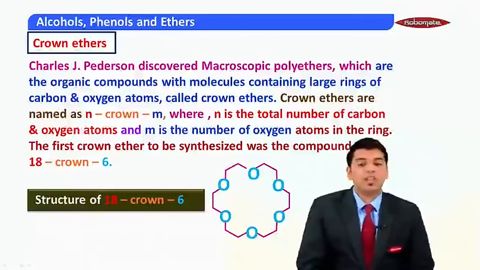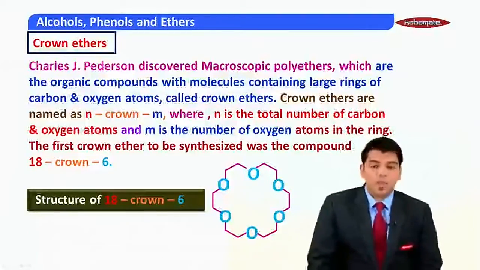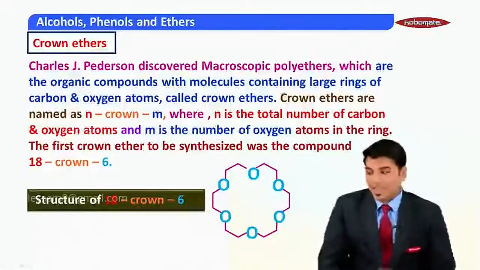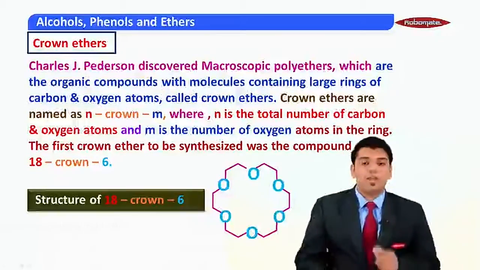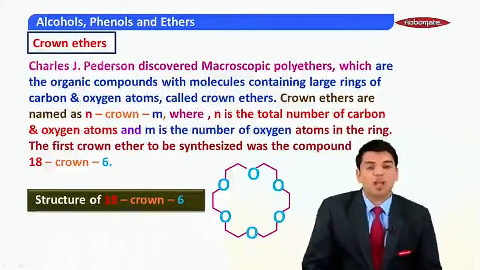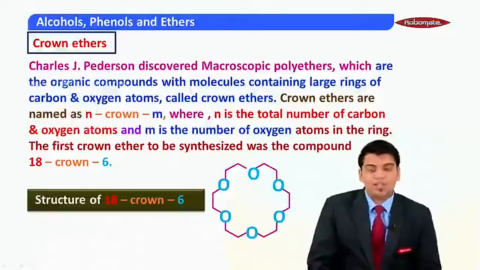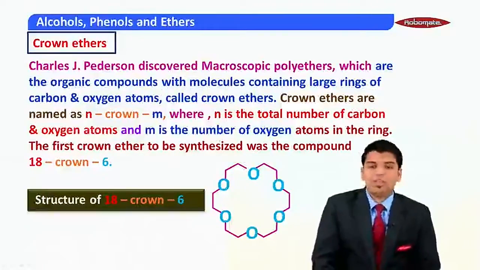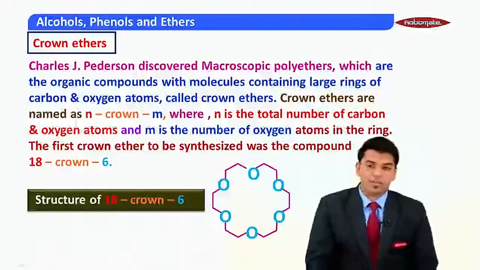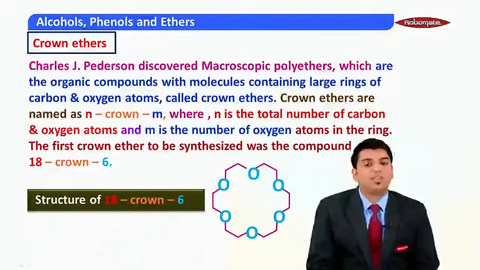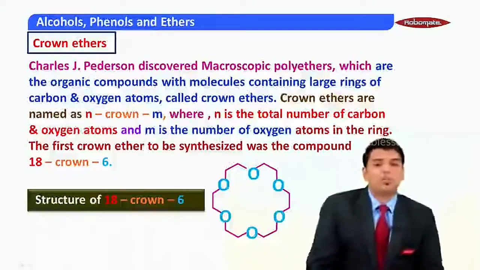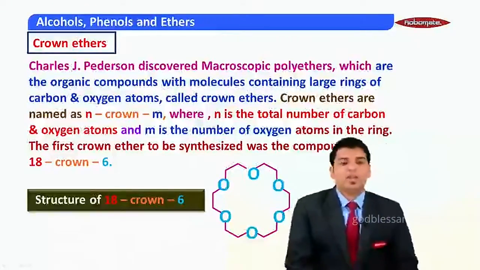The crown ethers are named as N crown M, where N is the total number of carbon as well as oxygen atoms. So the 18 that you see here is the total number of carbons as well as oxygens, and M is the number of oxygen atoms in the ring. So that means we can say that in the structure that we have here, we have 6 oxygen atoms and 12 carbon atoms. The very first crown ether to be synthesized was the compound 18 crown 6. So this was about crown ethers, and this is where I end this module.